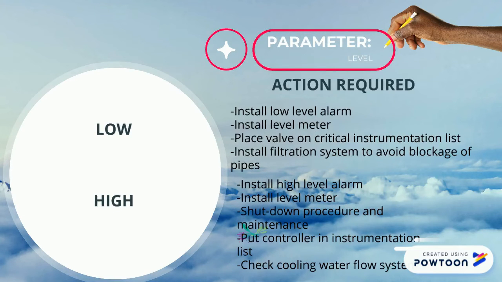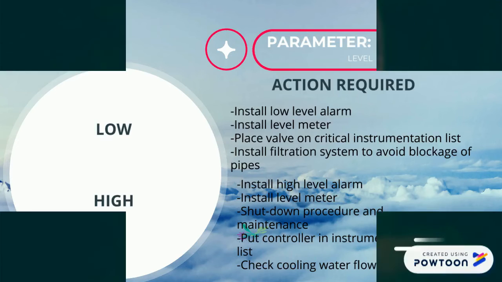Action needed for low level is to install low level alarm, install level meter, place valve on critical instrument list, and install filtration system to avoid blockage of pipe. And for high level, install high level alarm and install level meter.